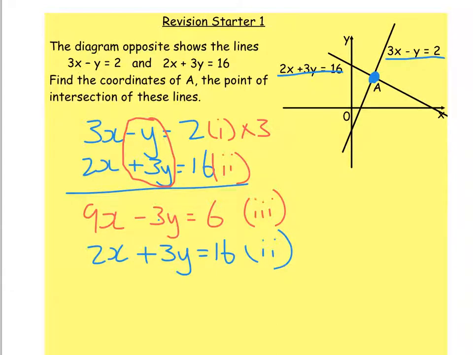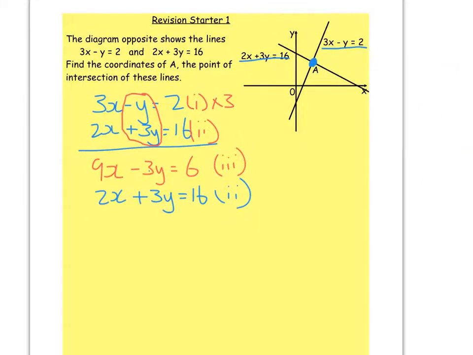And what I need to do to actually eliminate the y's here? Well, I need to get rid of them, and one is a negative 3y, one's a positive. So if I add those together, they'll cancel each other out. So I'm going to add equation 2 and equation 3, because I know that'll cancel out the y's.